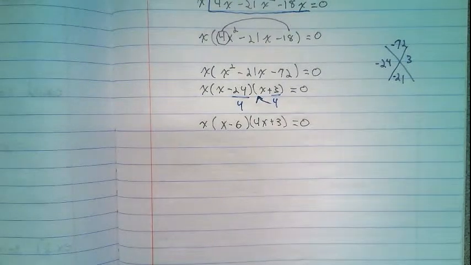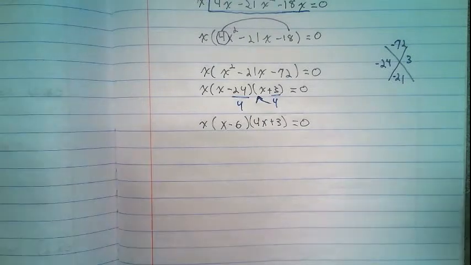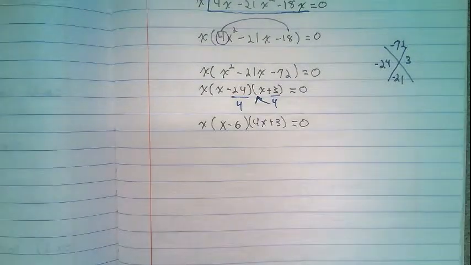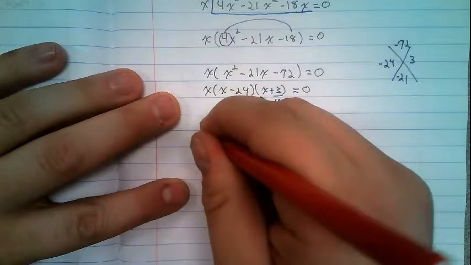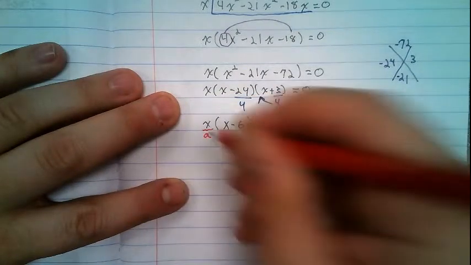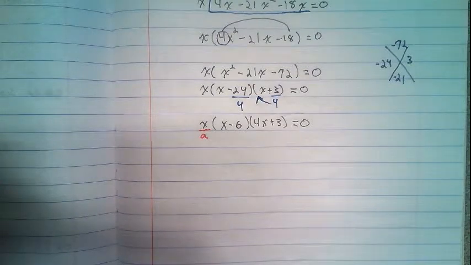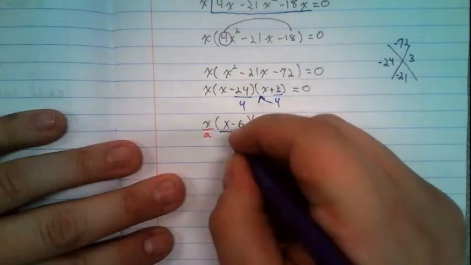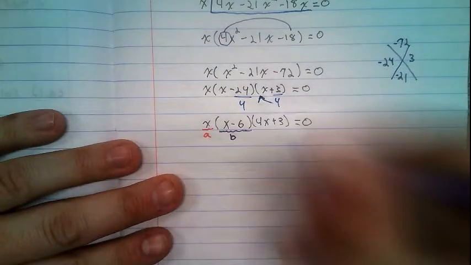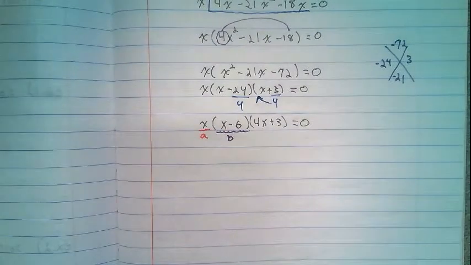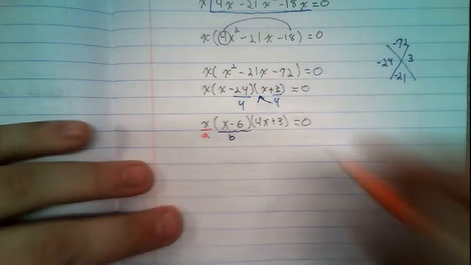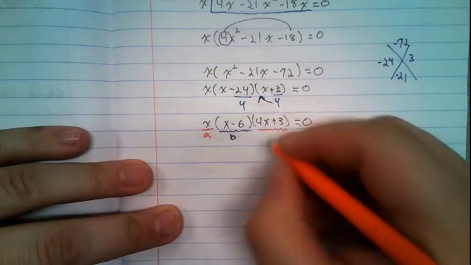So now I've got x times (x minus 6) times (4x plus 3), which could all equal 0. And I'm going to use my zero product property now. I know that I can label this as A. I can label this as B. So it's A times B. But I have a new addition now. I can also label this as C.